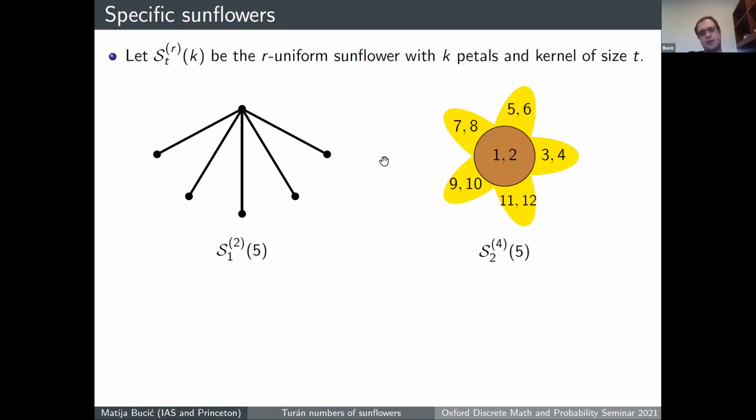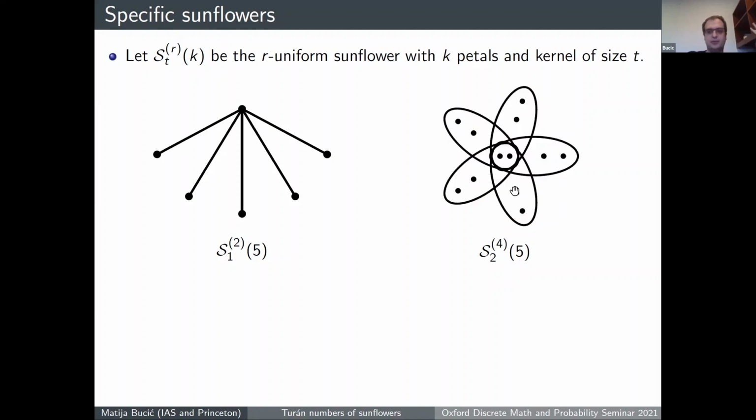Another example is our friend from a couple of slides ago. This was a 4-uniform sunflower. So 4 goes here, it has a kernel of size 2, 2 goes there, and it has 5 petals, so 5 goes there. And if we think of it as a hypergraph, like all of them, usually we draw hypergraphs, if we can, using points, and ellipses represent edges or sets.